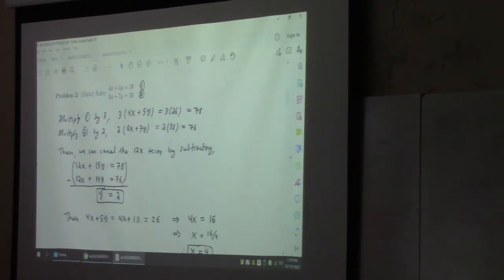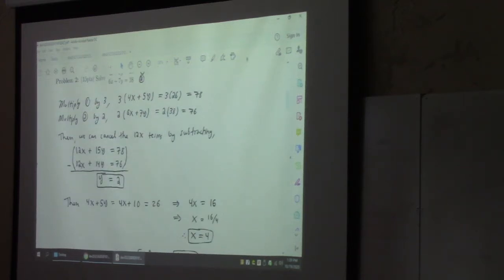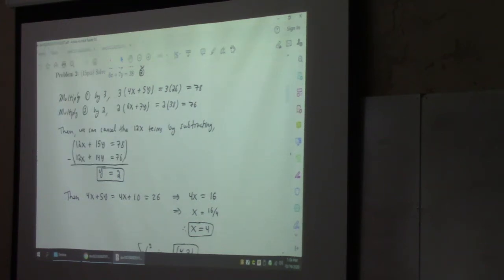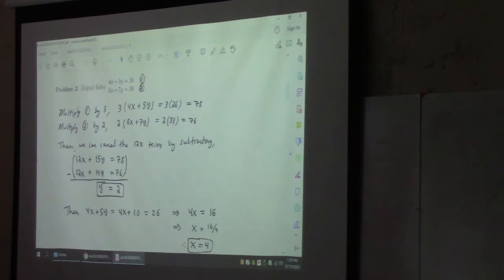Problem 2. See if I can. I'd like to not have that toolbar at the top if I can get rid of it. Better. All right.